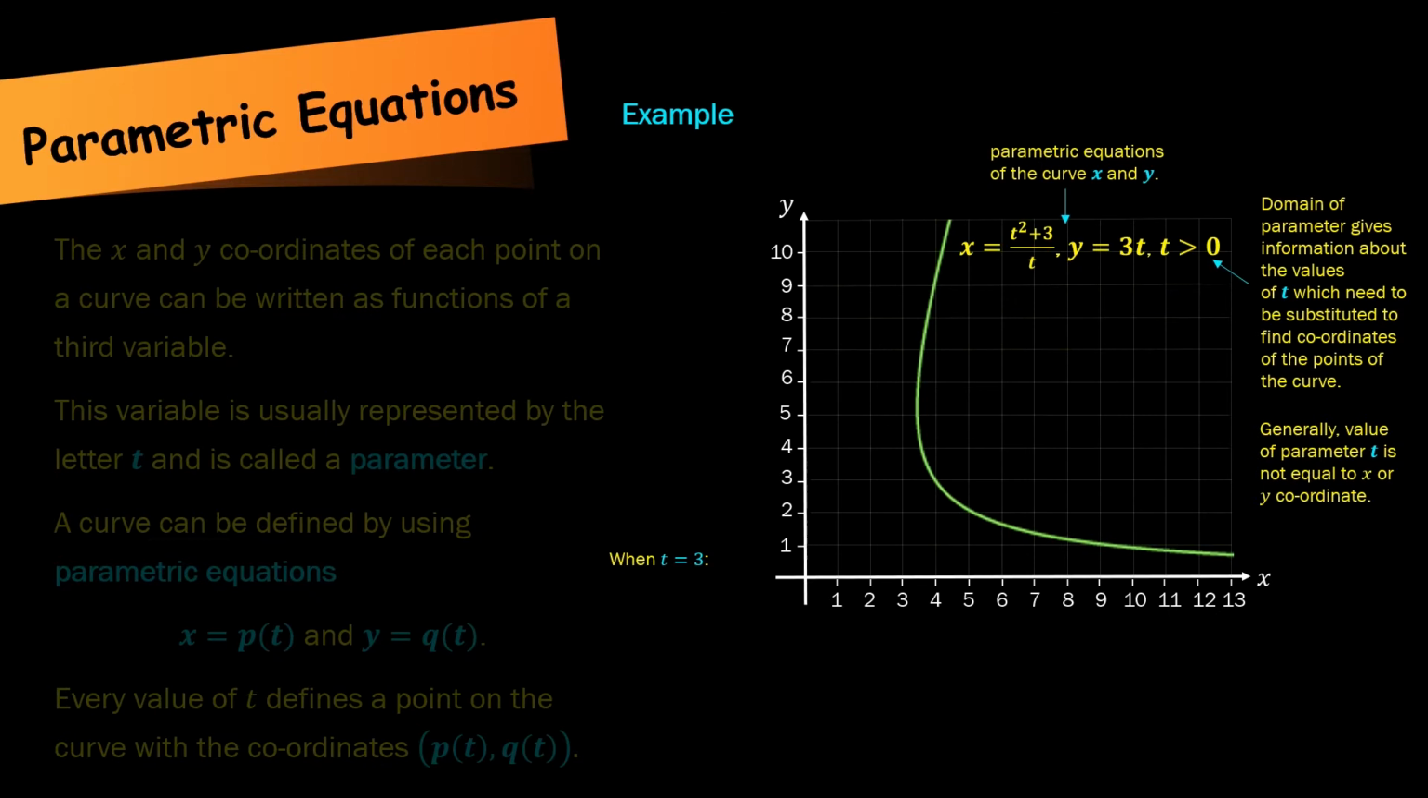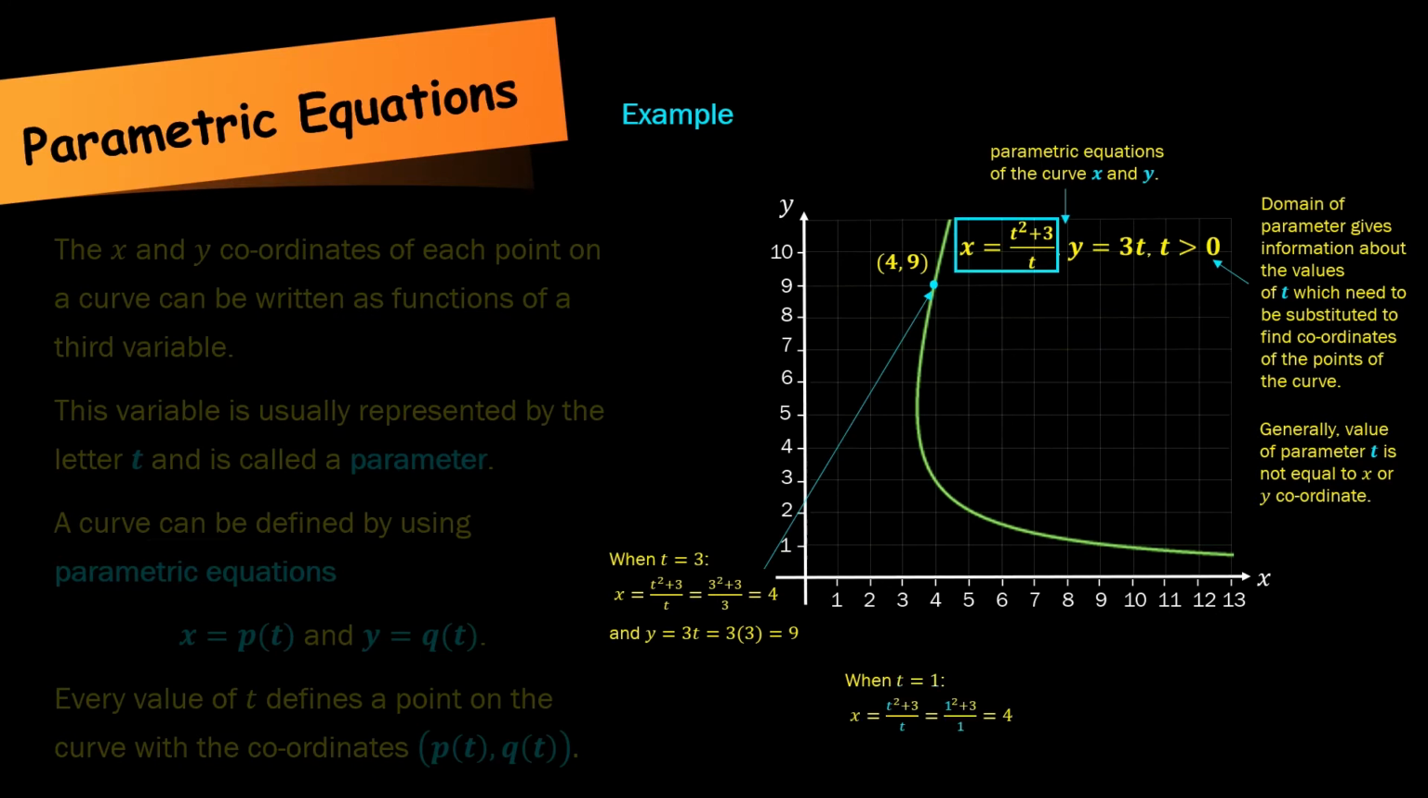When t is equal to 3, we plug that in to the function for x. So x equals 3 squared plus 3 all over 3, which is equal to 4. So the x coordinate is equal to 4. And y equals 3 times t, which is equal to 3 times 3, which equals 9. So one point on the curve is 4, 9.